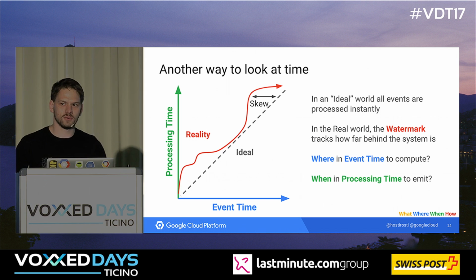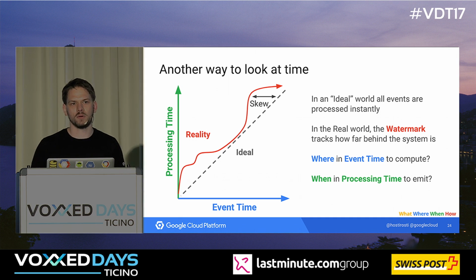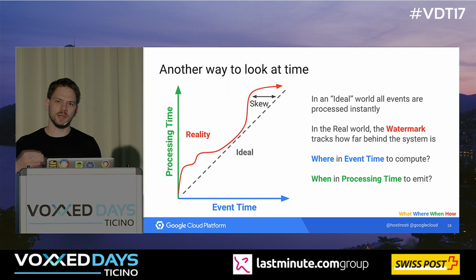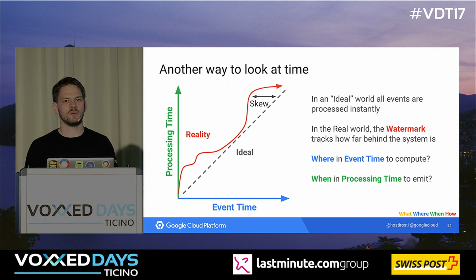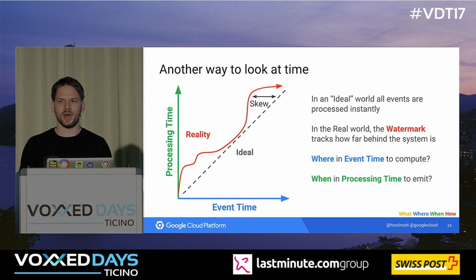Now the reality, of course, looks different. And the reality looks more like the red line that you see there, which we call a watermark. And the watermark is something that we use basically to make a decision when we think that the majority or all events have arrived in the system so that we can close windows.